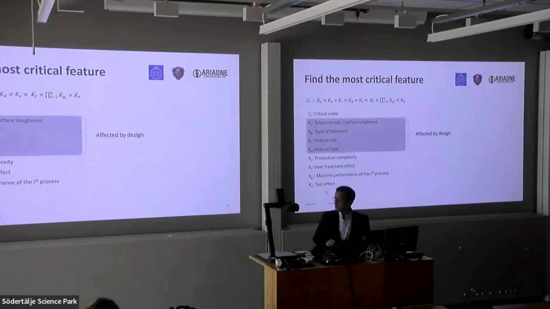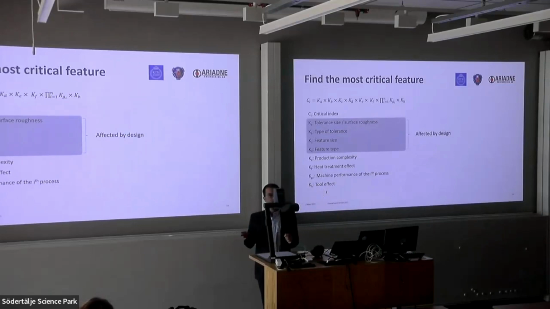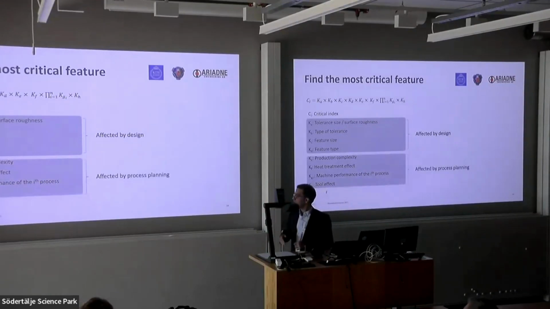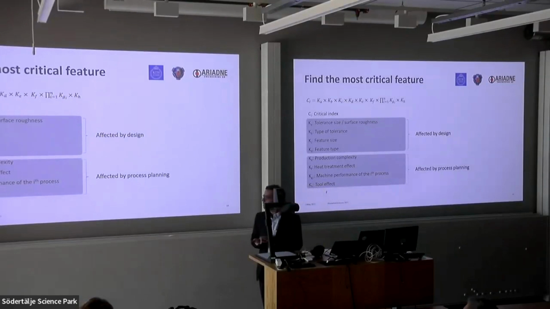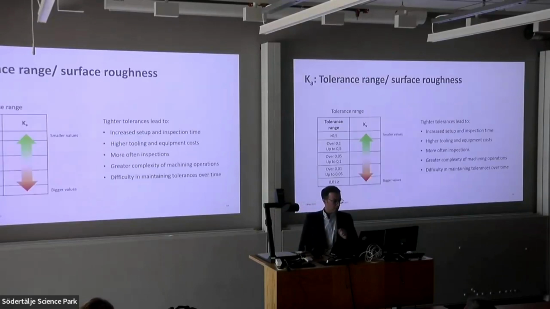First four parameters, tolerance sizes, type of tolerance, feature size, and type, are affected by design. So we should take them into consideration when we do DFM in an earlier stage of product development. And the others, production complexity, heat treatment effect, machine performance, and tool effect, will be affected by process planning. So let's go check them very fast.